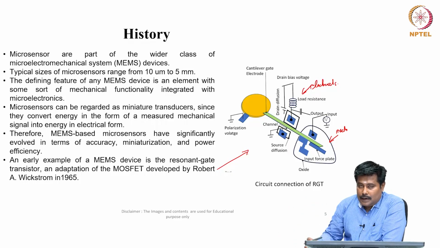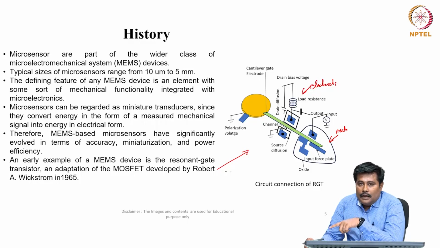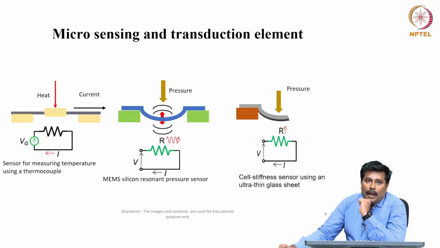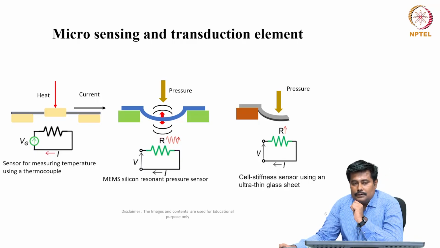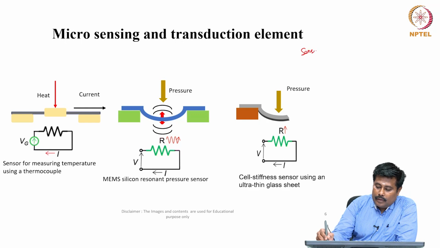In this particular case, a force plate is a kind of cantilever which is established. The overall characteristics of the cantilever are sensed using a source diffusion with a bias voltage which is available over here. Now, the main aspect from the microsensing point of view is the sensing element and the transduction element.